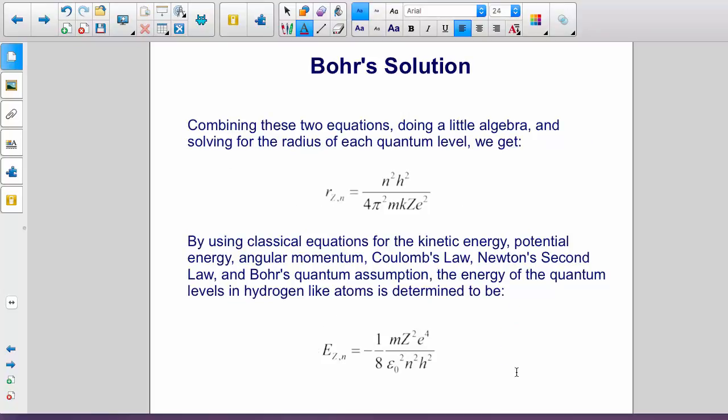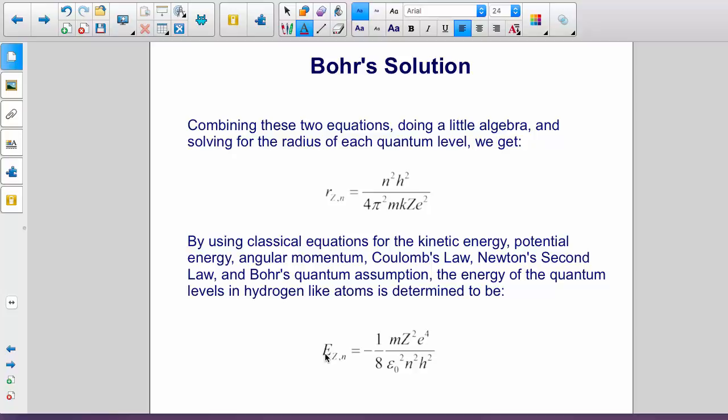When Bohr combined these two equations and did a little algebra, he solved for the radius of each quantum level and got that the radius, which is a function of Z, the charge on the nucleus, and n, the energy level, was given by n squared h squared over 4 pi squared m K Z e squared. So by using classical equations for the kinetic energy and potential energy, angular momentum, Coulomb's law, Newton's second law, and Bohr's quantum assumption, the energy of the quantum levels in hydrogen-like atoms just fell out.